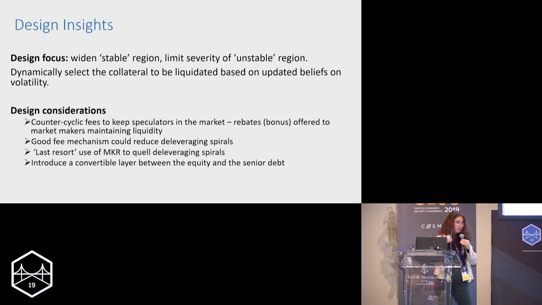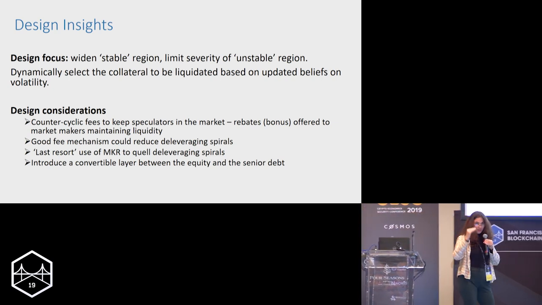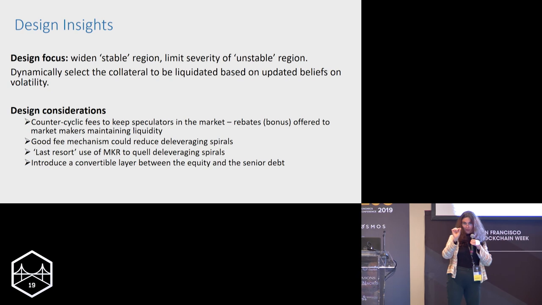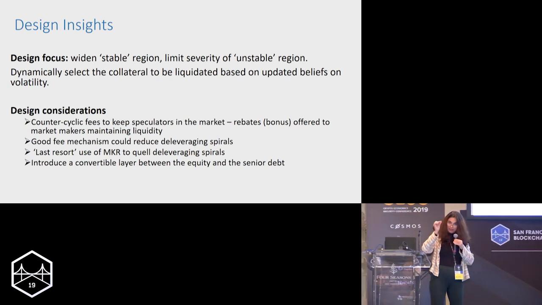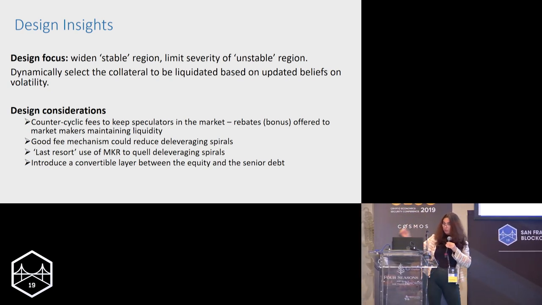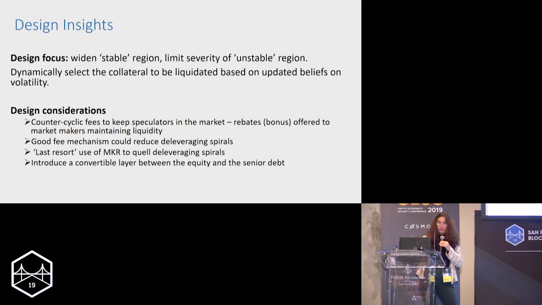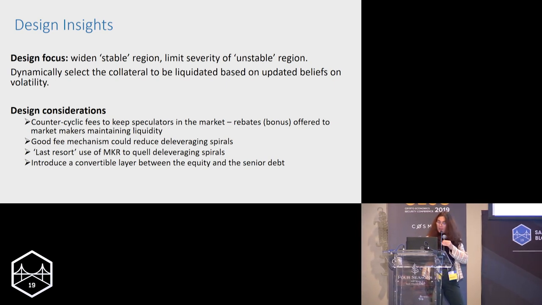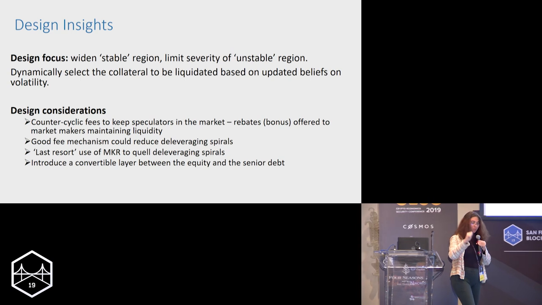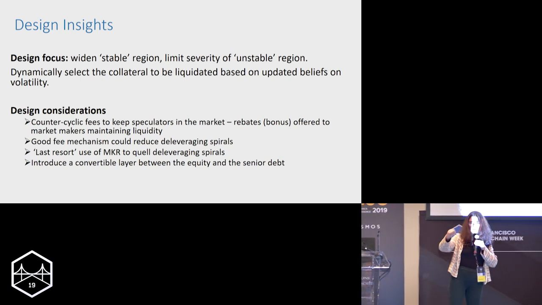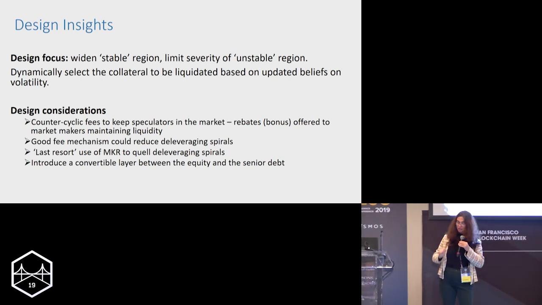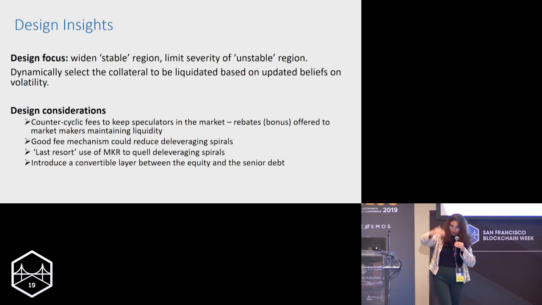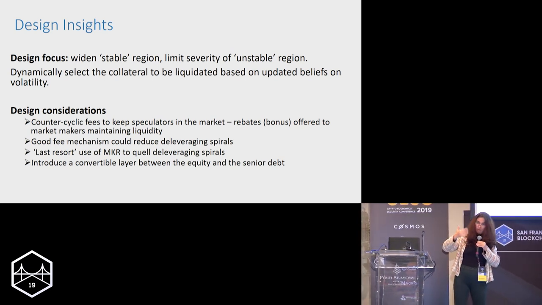What we have presented here is a setup with one type of collateral, ether. But you could have a dynamic selection of collateral to be liquidated on the market, and that could be based on updated belief on the volatility of each individual constituent of this collateral pool. Another important thing is that you do not want to have fees that are affecting the equity of the speculators on top of their deleveraging, consuming their equity.